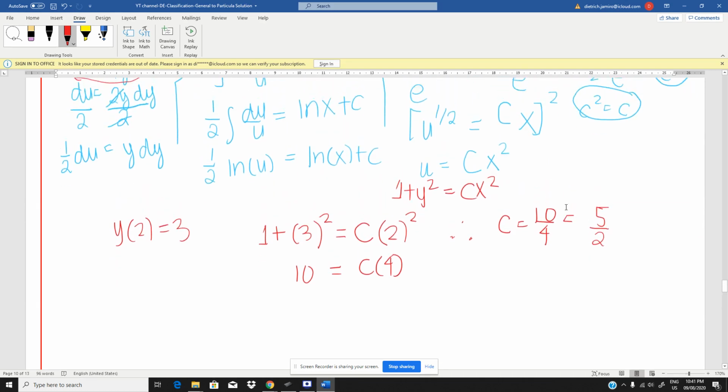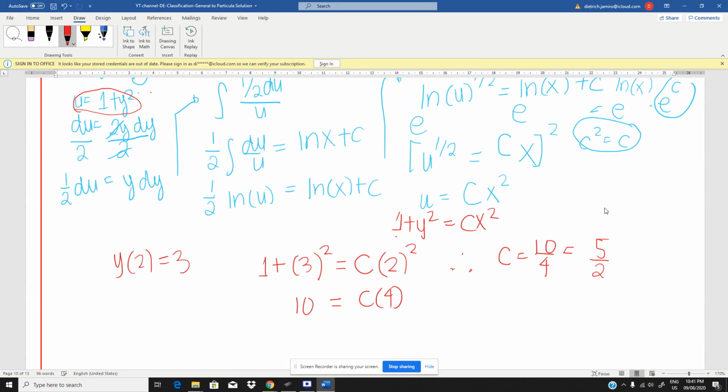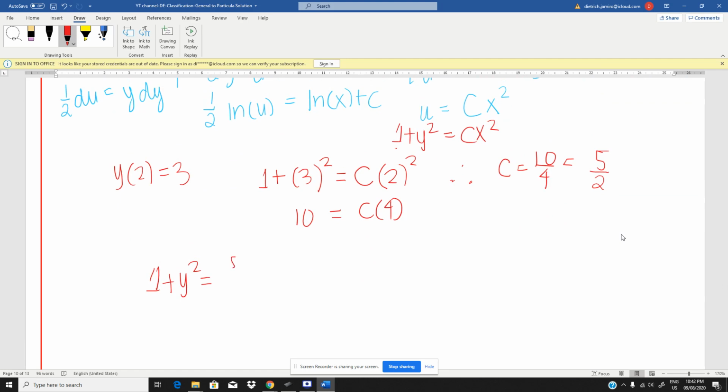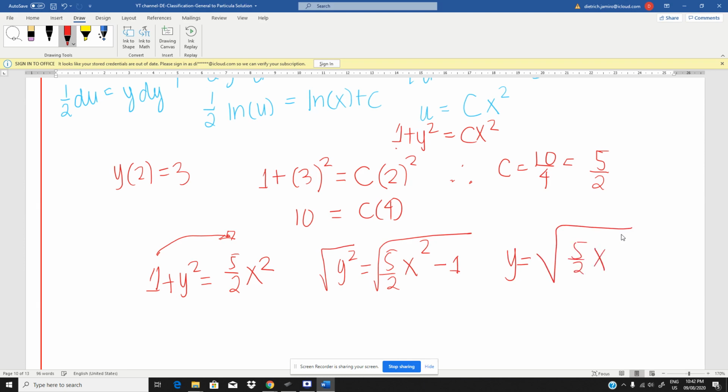Then, I'll substitute 5 halves into our c. So we will have 1 plus y squared is equal to 5 halves times x squared. Then I'll transpose this one to the other side. So we will have y squared is equal to 5 halves x squared minus 1. And then taking the square root of both sides, we will have y is equal to square root of 5 halves x squared minus 1.